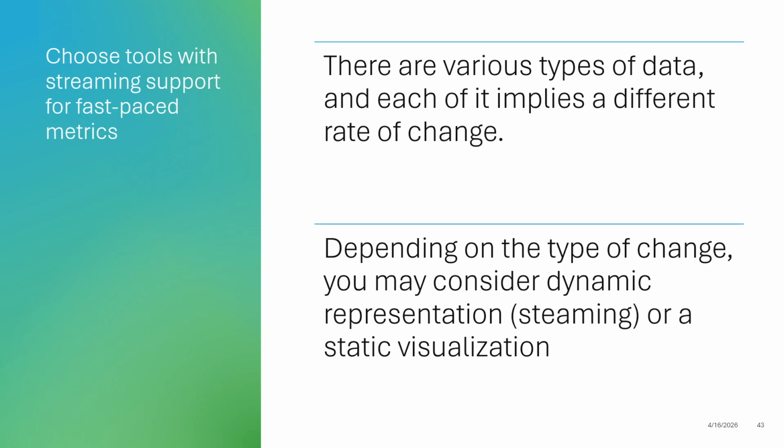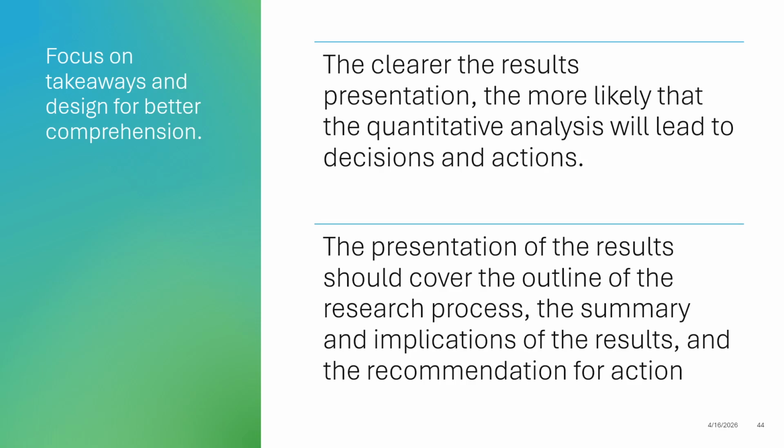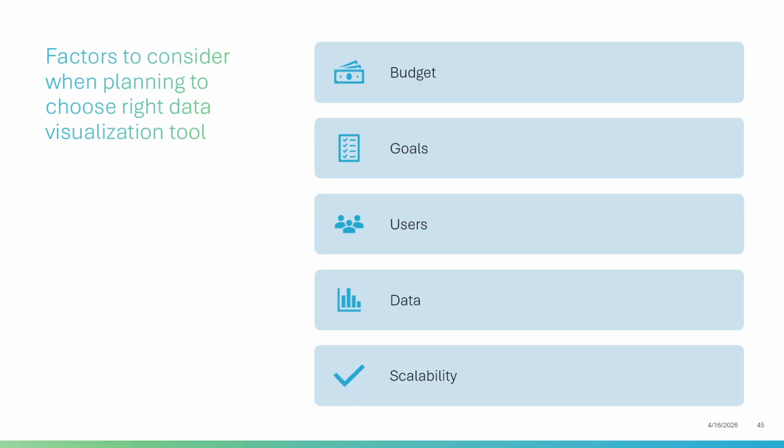Then you want to choose a tool to stream and support fast-paced metrics, with various types of data, each with a different rate of change. Depending on that type of change, you want to consider dynamic representations or static visualizations, with different refresh rates. And you want to focus on takeaways and design for better comprehension. The clearer the results of the presentation, the more likely the quantitative analysis will lead to decisions or actions. And the presentation of the results should cover the outline of the research, the summary and implications, and the recommendations for actions, basically.